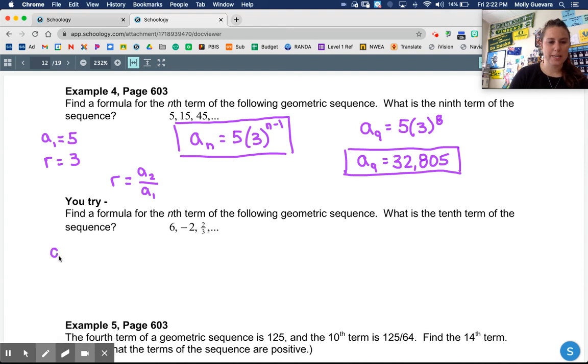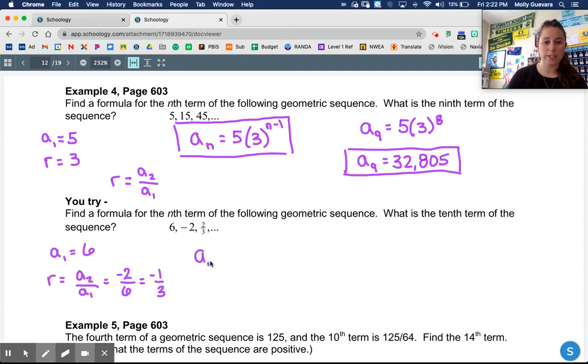Okay, so things I need to know. I need to know that the first term is 6. I also need to know my common ratio. Well, I don't know what I'm multiplying by here. So I'm going to take my second term, and I'm going to divide it by my first term. I'm going to write that out just so we have it for notes. So that gets me negative 2 over 6, which reduces to negative 1/3. So now I know that my common ratio is negative 1/3.